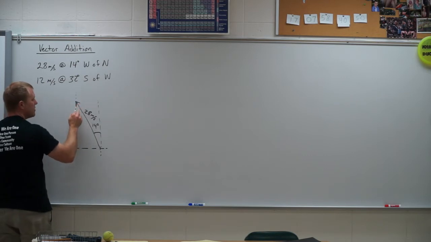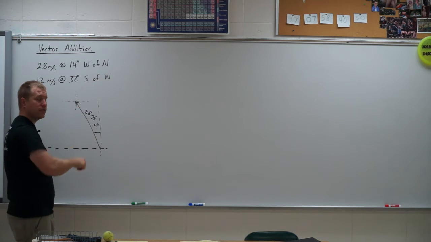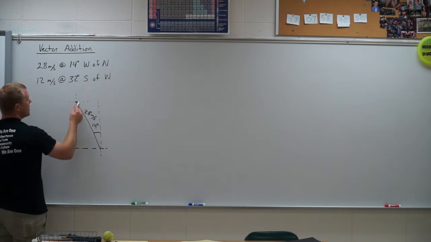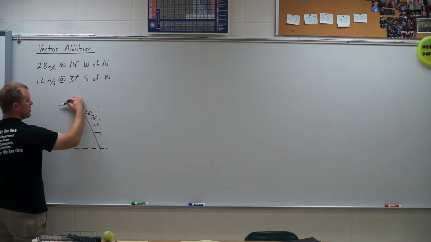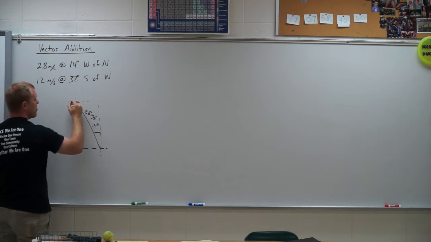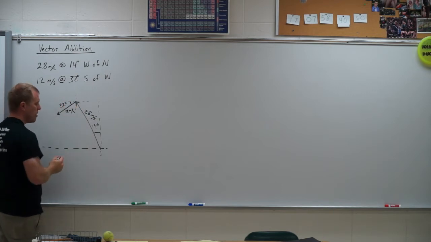I draw my second vector. Now I draw it right off the end of it. That's how they add them together, one right after another. When I draw my second vector, it's going to be 32 degrees to the south of west. So I start at west and I rotate to the south 32 degrees, and I draw it about 12. So that one is 12 meters per second at 32 degrees south of west.